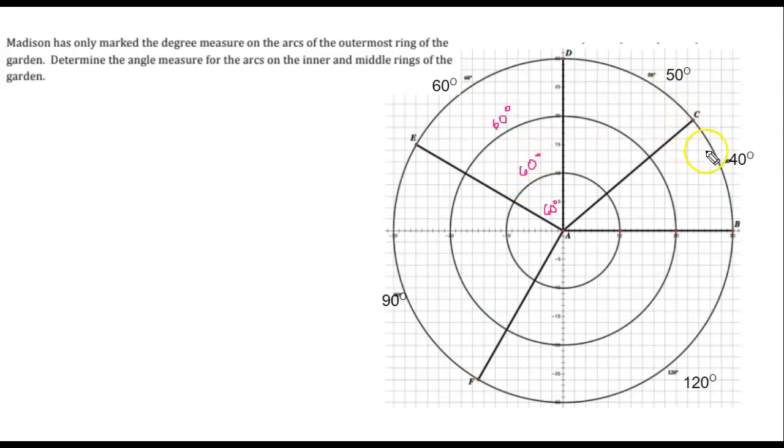The same can be said about all of these other angles. If their arc measure is 50, the central angle is 50, which makes the other arc measures 50 as well. These would be 40. These would be 120. And these would be 90.